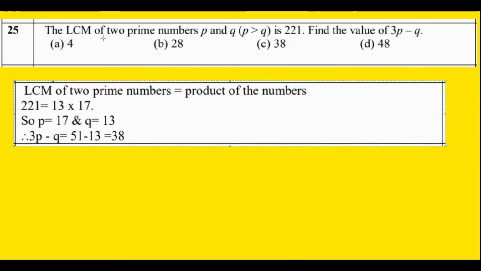25th question. The LCM of two numbers P and Q is 221. Find the value of 3P minus Q. Four options are given. The LCM of two prime numbers is nothing but the product of the numbers. So 221 can be written as 13 into 17. Both are prime numbers. So P is 17 and Q is 13. So 3P minus Q will be 17 threes are 51, minus 13, which is 38. So the correct option for the 25th question is 38, option C.